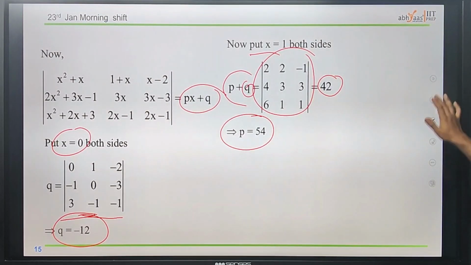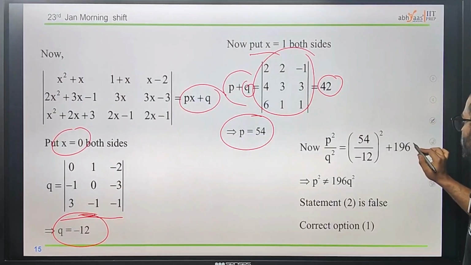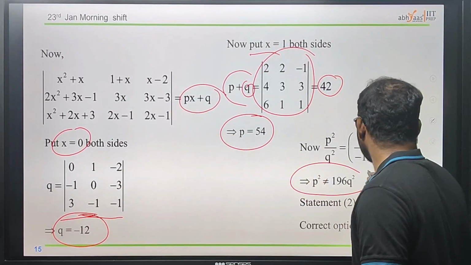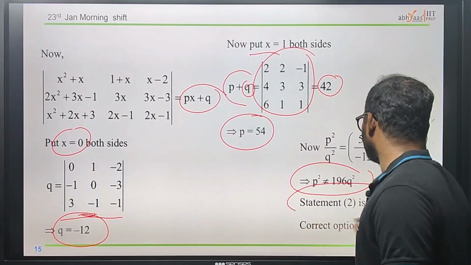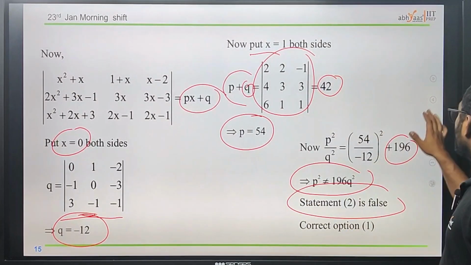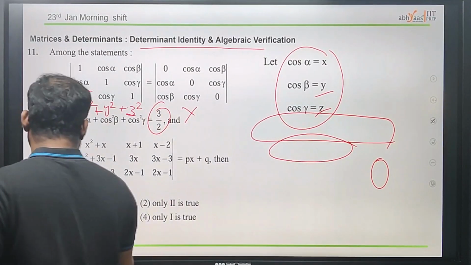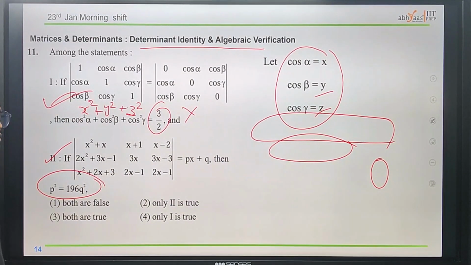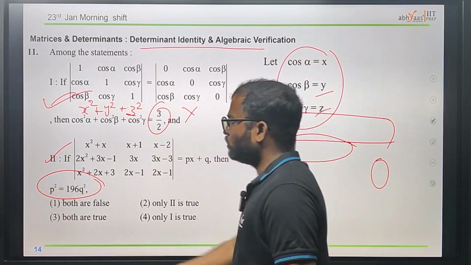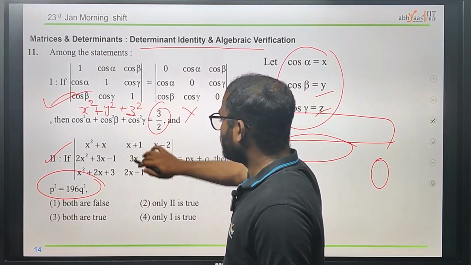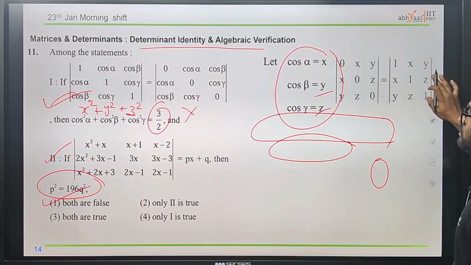Now substituting that p and q in the given statement, we have p square is not equal to 196 q square. That makes statement 2 false. See here, they already gave that p square must be equal to 196 q square, but in the simplification we got p square is not equal to 196 q square. Therefore both statements are false. Come to the next question.